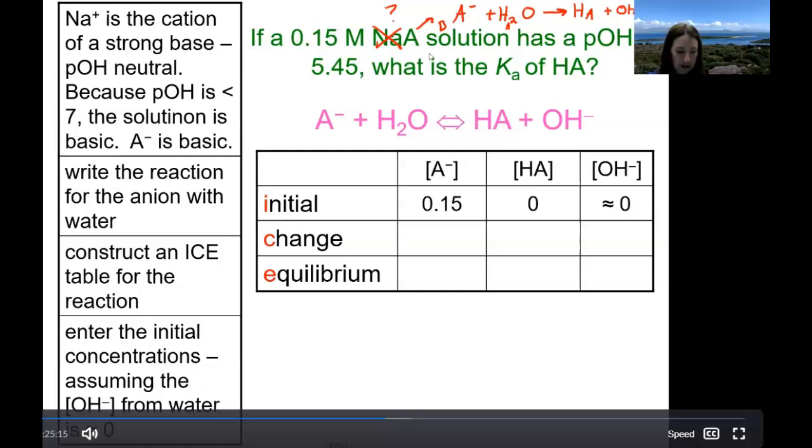So the first thing we had to figure out was, is this an acid or a base? When you're given a salt, which means an ionic compound, number one, you need to know if it's an acid or a base. Again, we're going to practice that more. So we decided this is a base, therefore this is OH here. So what else do they give us? pOH is 5.45. So what can we get from our pOH?